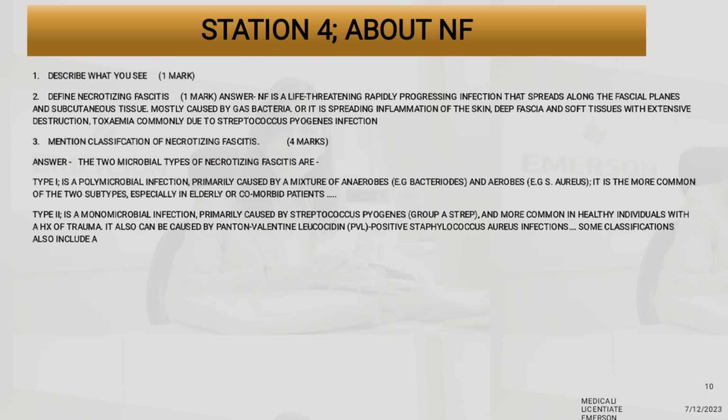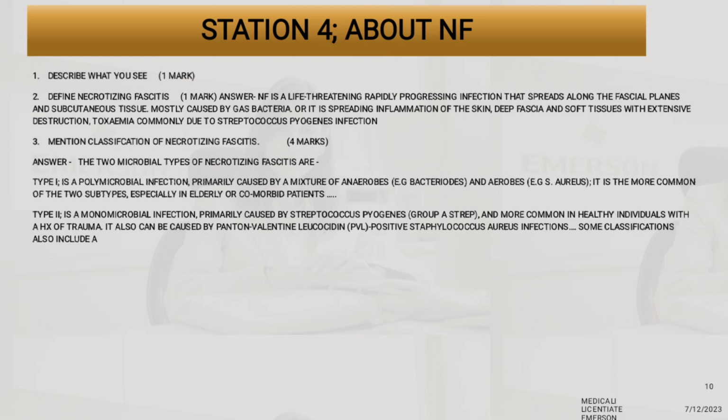Then type 2 is a monomicrobial infection primarily caused by Streptococcus pyogenes, which is your group A strep. And it's more common in elderly individuals with a history of trauma. Then it can also be caused by Panton-Valentine leukocidin, PVL, positive Staphylococcus aureus infections.